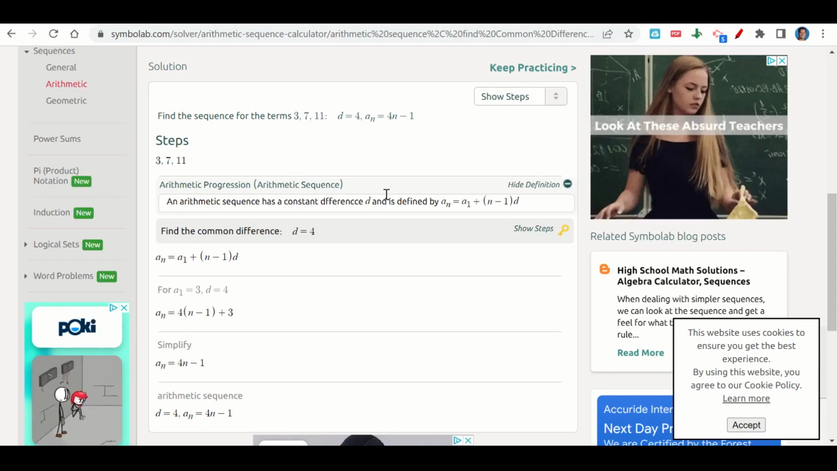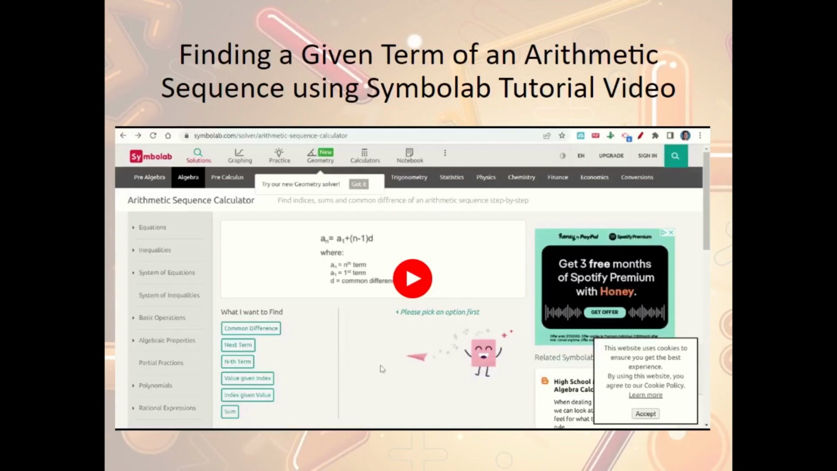There's a video here that shows you how to find a given term in an arithmetic sequence. So you can use this to check your work. So you can go ahead and watch this video.